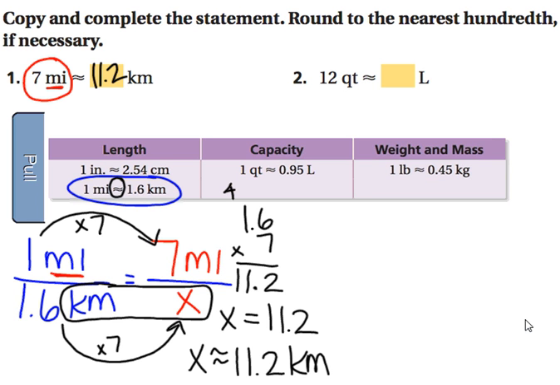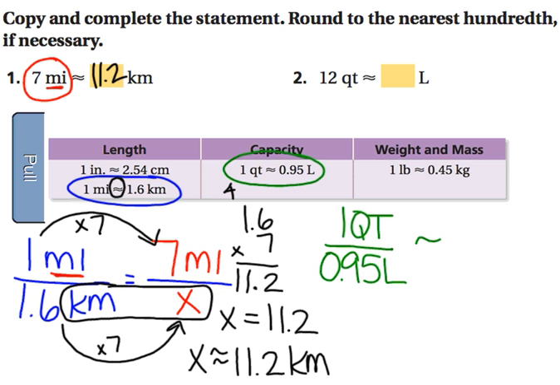Okay, next one. This time we're converting 12 quarts into liters. So I'm going to be using my capacity conversion factor. Okay, again, start by writing it as a fraction, 1 quart over 95 hundredths of a liter. And the second half of the proportion, I have 12 quarts, and that needs to line up with quarts. So I'll put this one in the numerator. And the part that I don't know is liters, so that's where the variable goes.